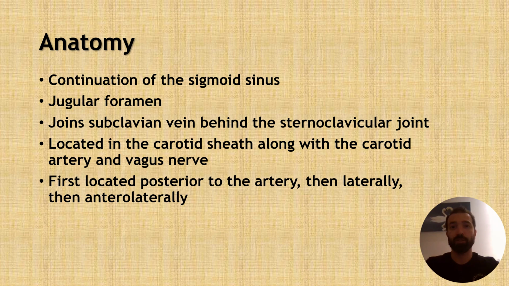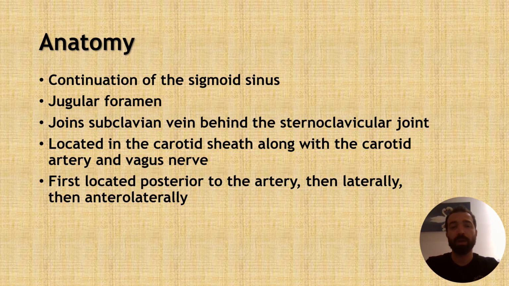Let's look at the anatomy. Those who watched the cerebral circulation video will remember the internal jugular vein is actually a continuation of the sigmoid sinus. It exits the skull through the jugular foramen. The jugular bulb is also located in that region.